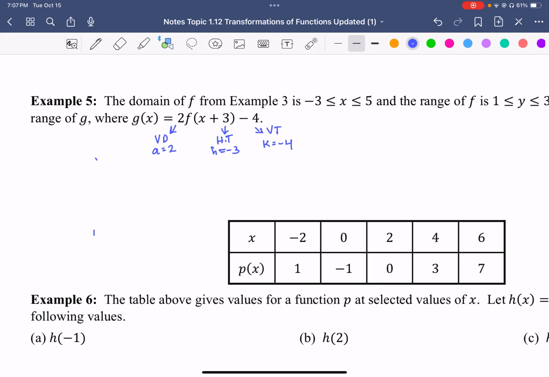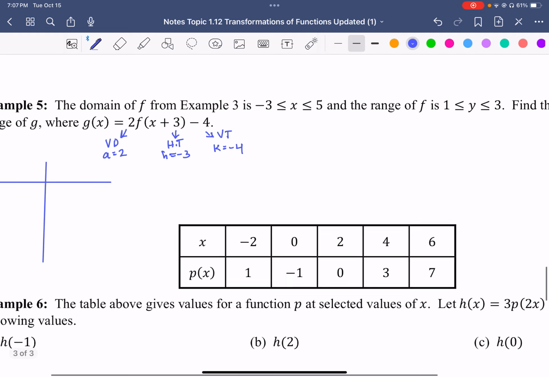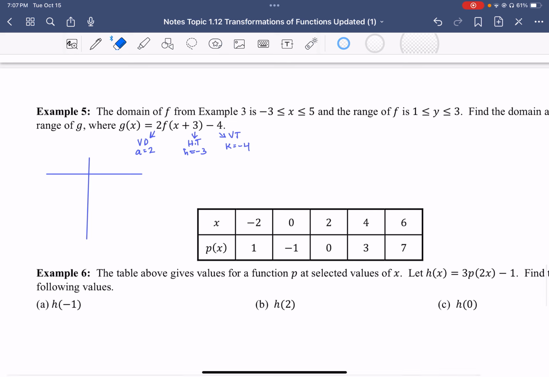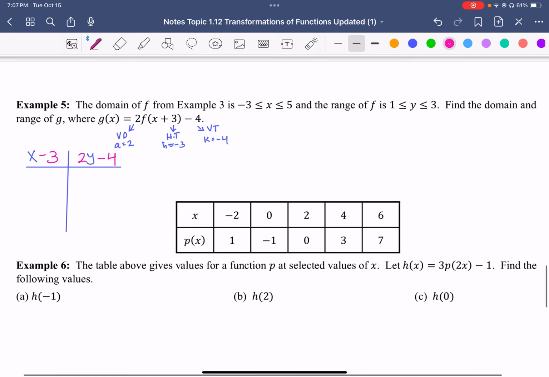Okay, so I'm going to create a table, and I'm going to put my x values and my y values. So we have x. The only horizontal transformations are those inside the parentheses, which was minus 3. So I'm going to subtract 3 here. And then for the y values, we're multiplying by 2 because there was a vertical dilation of 2. I'm going to multiply my y values, and then I'm going to subtract 4 because the vertical translation was going down 4.